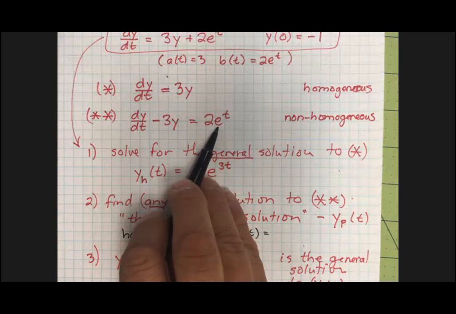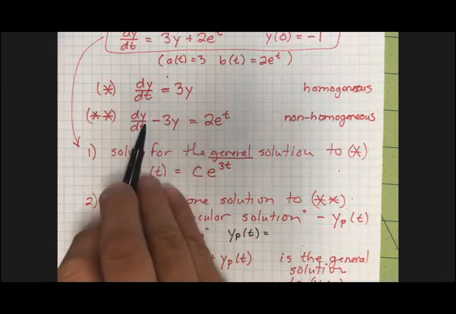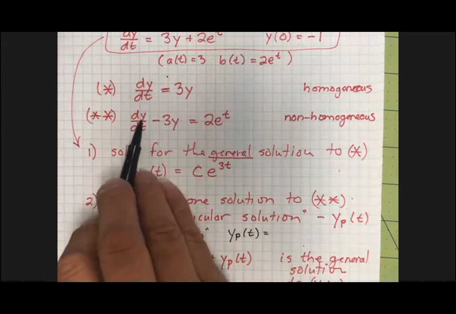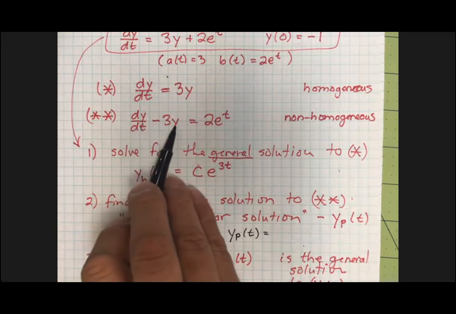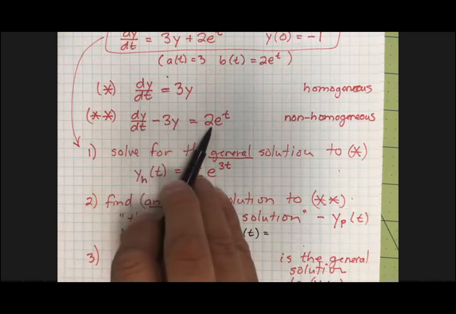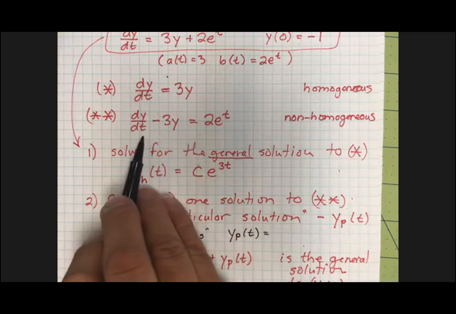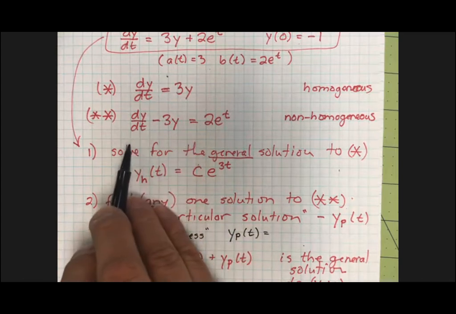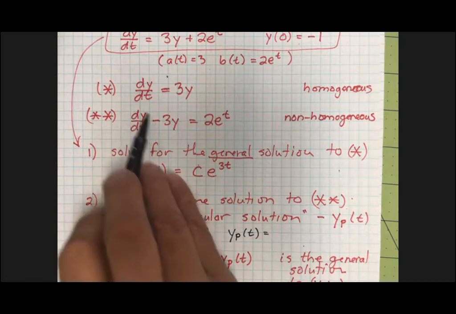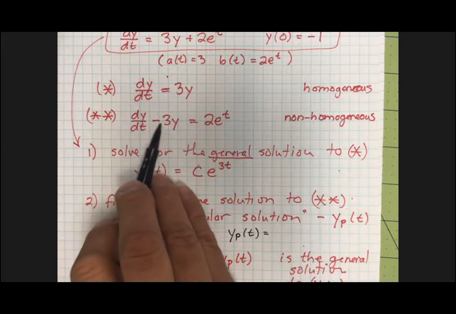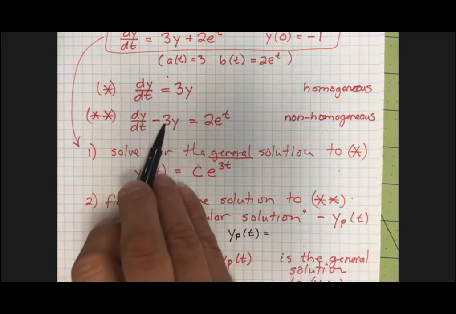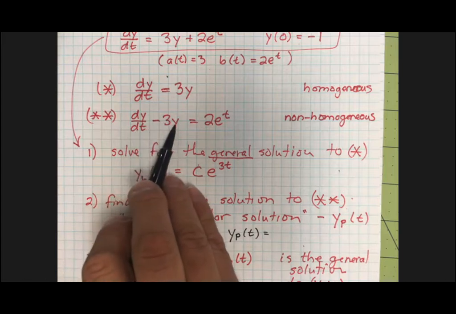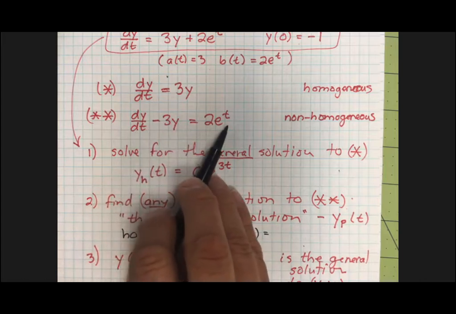Let's do it the opposite way. What certainly wouldn't work? Let's plug in sine T. Oh, that's ridiculous, because the derivative of sine T is cosine T, minus 3 sine T's. Cosine T minus 3 sine T's is not 2e to the T. Let's plug in T squared minus 4. No, the derivative of T squared minus 4 is 2T. Then subtract 3 copies of T squared minus 4. 2T minus 3 times T squared minus 4 will never be 2 times e to the T.